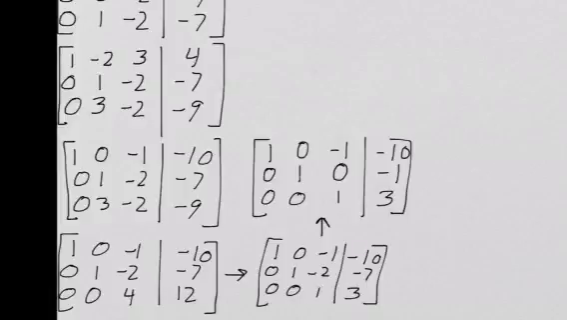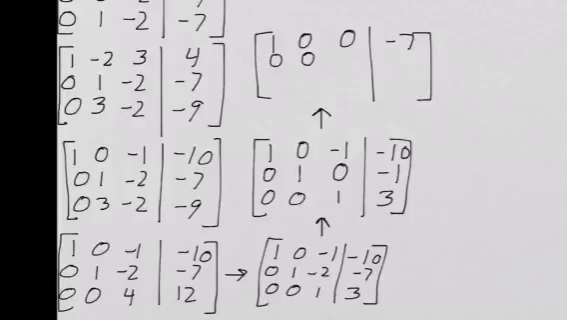And now I'm going to add the third row to the first row. So in doing that, I get 1, 0. Negative 1 plus 1 is 0. 3 minus 10 gives me negative 7. Then the second and third rows stay the same, if I can write them correctly.